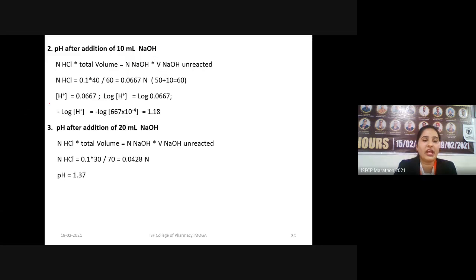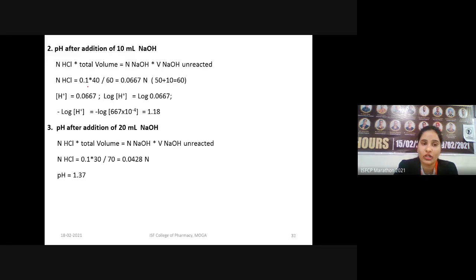How are we calculating this? We have calculated this by using the equation: concentration of HCl solution into the total volume is equal to the concentration of sodium hydroxide multiplied by the volume of sodium hydroxide which is unreacted. Since we have added only 10 ml of sodium hydroxide, the unreacted sodium hydroxide will be 50 minus 10, that is 40.